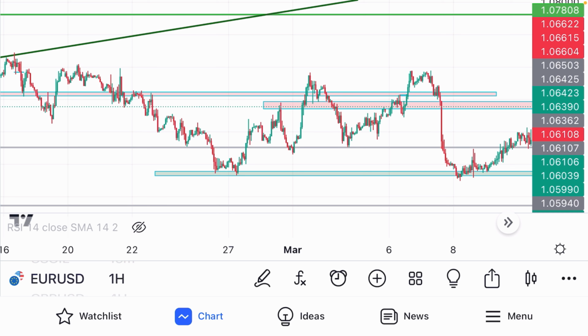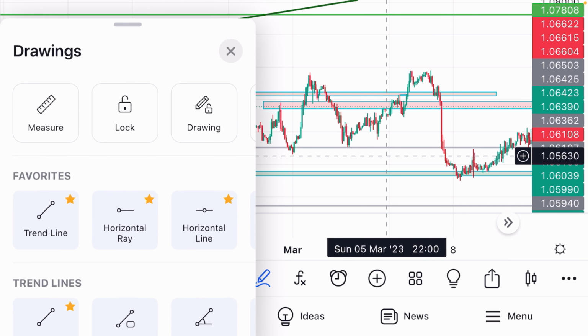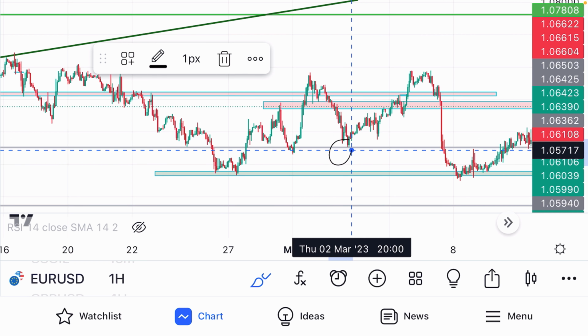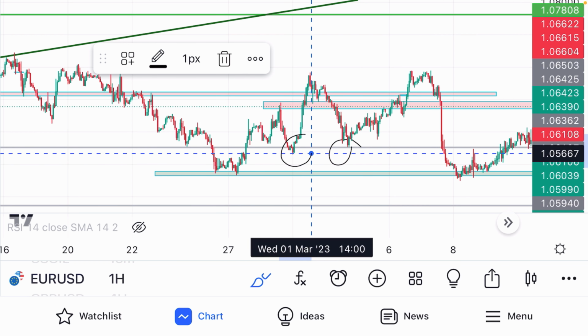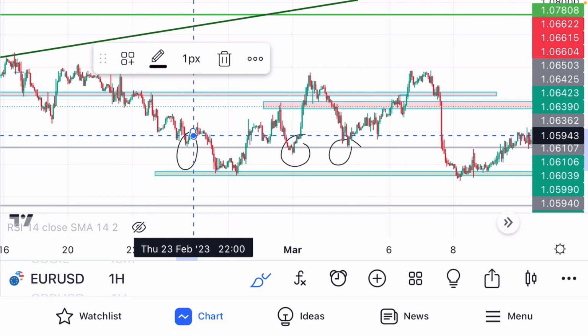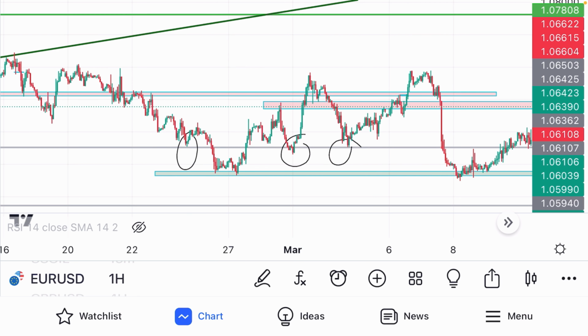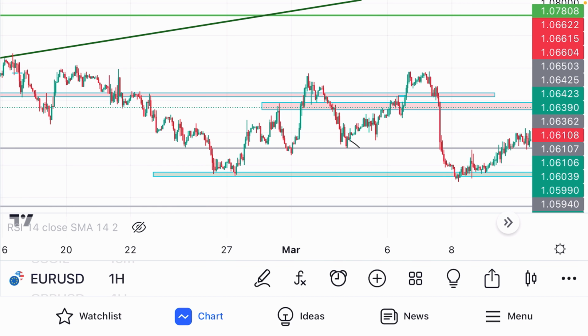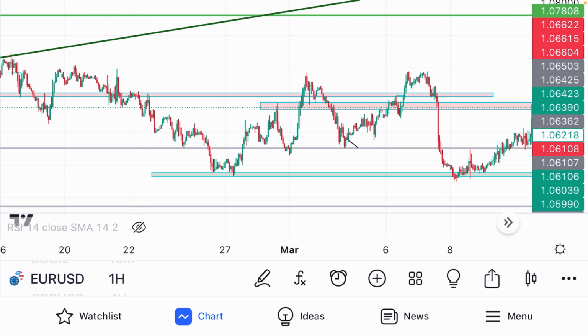I already have this zone marked out. And why do I have this zone marked out? You can see that this zone was actually tested. I normally have my zones marked out in advance. You can see that it was tested once, this was twice, and this was thrice. You guys can see that my zone was a valid zone. Let me first get this out of the way so that I have a clearer view. Amidst all of this, prices on the 1 hourly are actually moving to the upside.